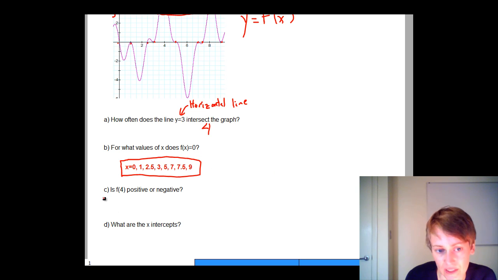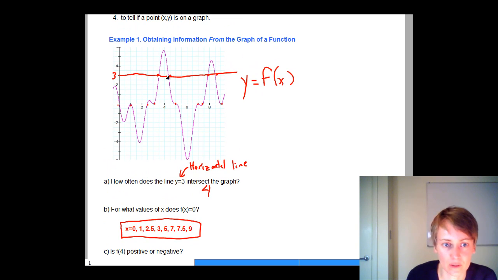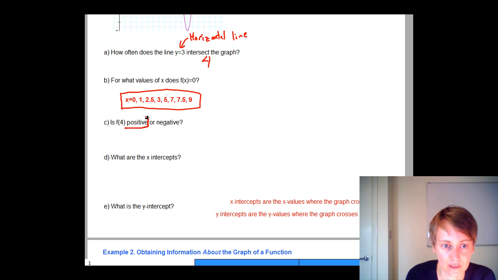Next question, C. Is y evaluated at x equals 4 positive or negative? So we need to go to x equals 4, and we can look at the y value when x is 4. Well, it's positive. It's above the x-axis. So the answer is positive.